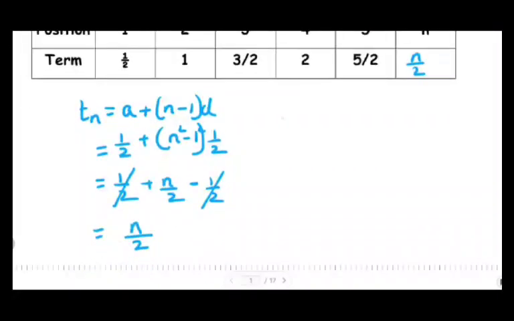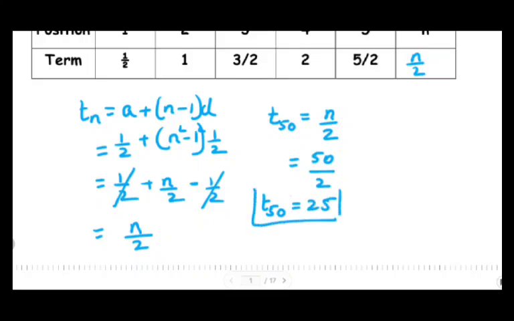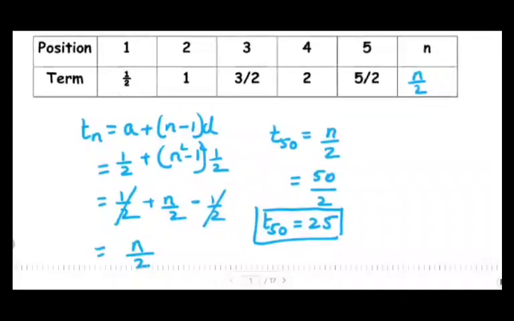Okay. So now, for the 50th term, I will write the 50th term is equal to n upon 2, because this is the general rule that we have deduced with our general formula. So n is going to be 50 upon 2. My 50th term is going to be 25. All right, looks easy.